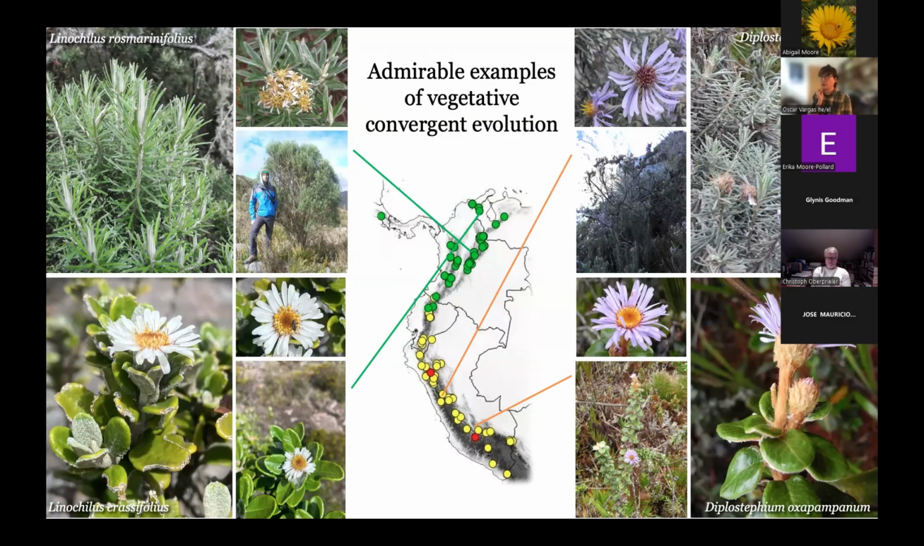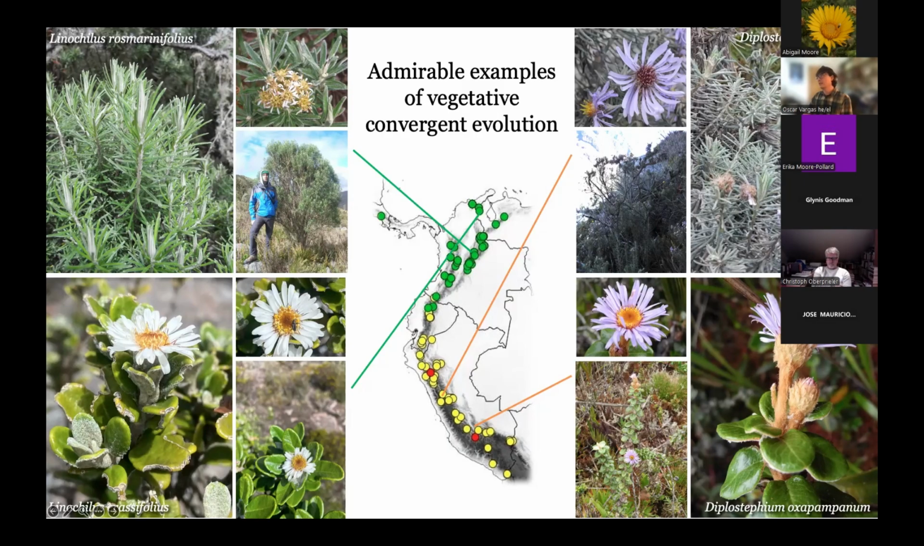They're difficult to differentiate. And there are some specific cases in which there are species that vegetatively are very similar to each other. So here on the left, I have two species of Linochilus. Here on the right, I have two species of Diplostephium, sensu stricto. And when we look at Linochilus rosmarinifolius, we can see those leaves that are linear. They sort of look like rosemary leaves, but they are not. And then we can see Diplostephium azurium has a pretty similar leaf shape, pretty similar vegetative morphology. The floral morphology is different.